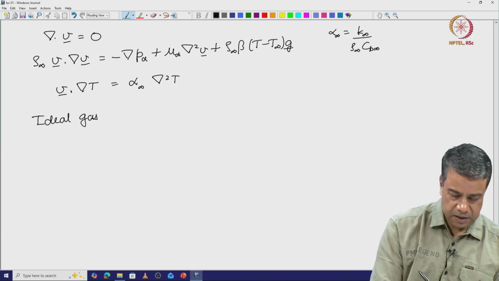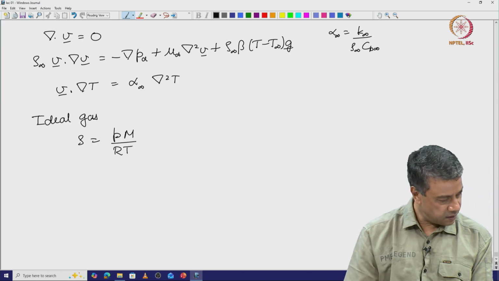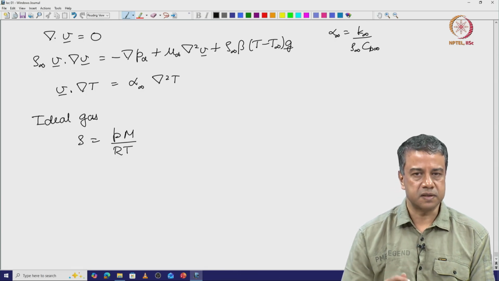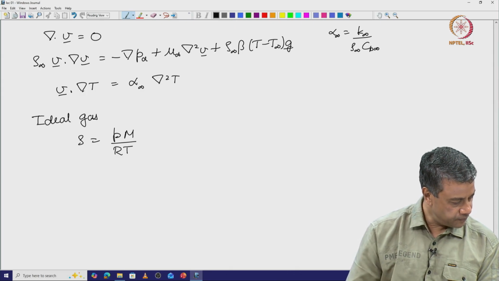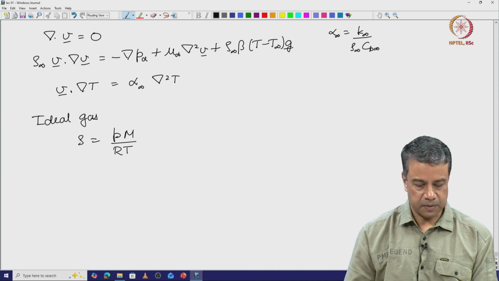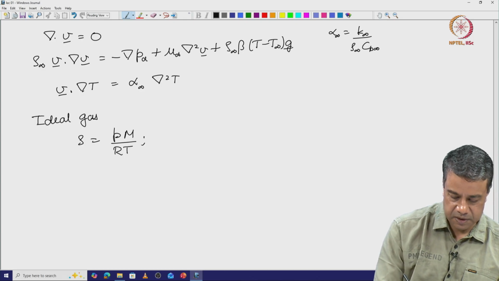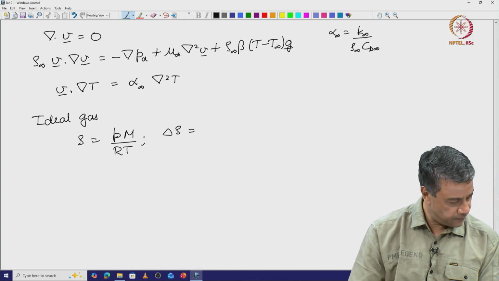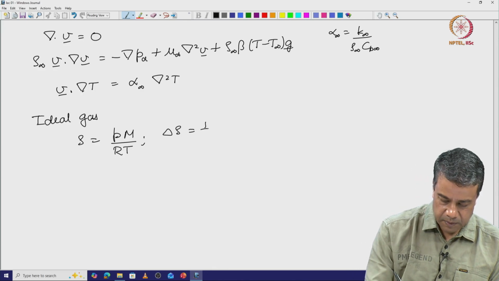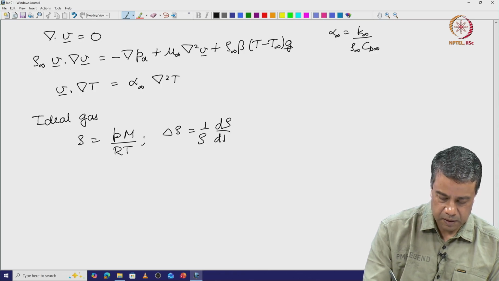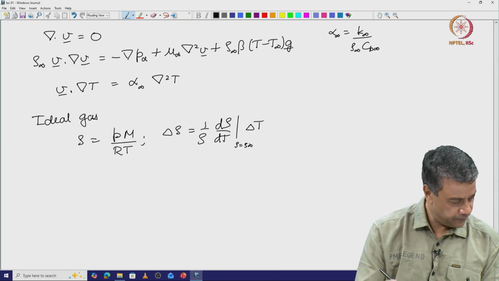At constant pressure, the density rho is equal to P m by R T. Let us assume that we have a constant pressure system, that is a reasonable approximation. The pressure is 1 atmospheric pressure. The variation in density with temperature: the change in density due to a temperature variation, delta rho, will be equal to d rho by dT at rho is equal to rho infinity, into delta T.